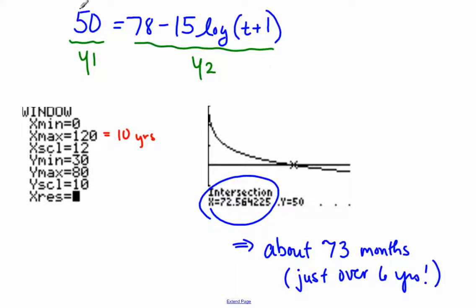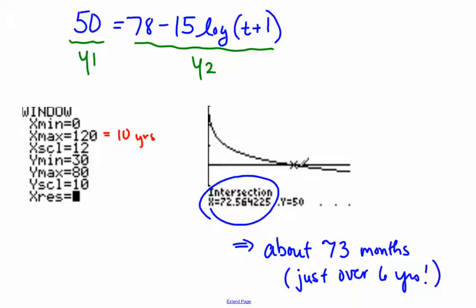And all I'm going to do is put one side of my equation in as y1 and the other side as y2. I do want to keep in mind the context here. T stands for time in months, so it makes sense to me to do 0 to at least 120. Let's go 10 years out and see how well they did. And I used a scale of 12 here because then 12 months would be a year, so every tick mark would represent a year.